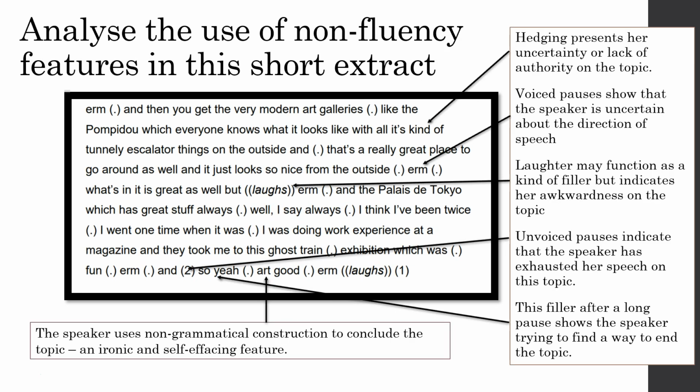So there's some good examples here of perhaps someone who's not 100% confident on the topic, and that hedging, for example, it's kind of tunnely escalator things. Actually, this speaker creates a new little construction, tunnely escalator things, a light-hearted description of what she's describing, but that's her way, I think, of communicating her lack of authority on the topic, and she's communicating to her listeners perhaps this isn't something that she knows very well. She's also being polite and indirect.